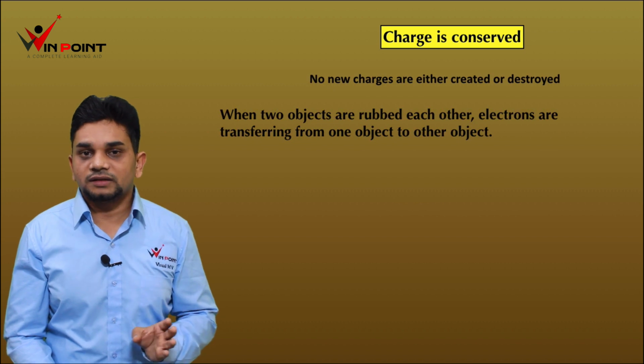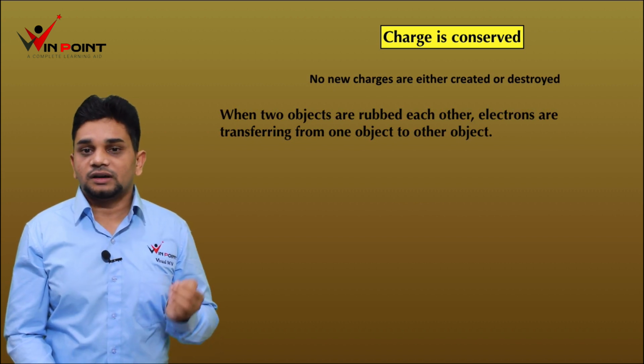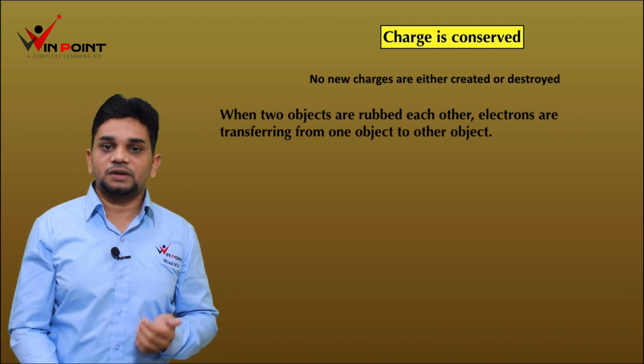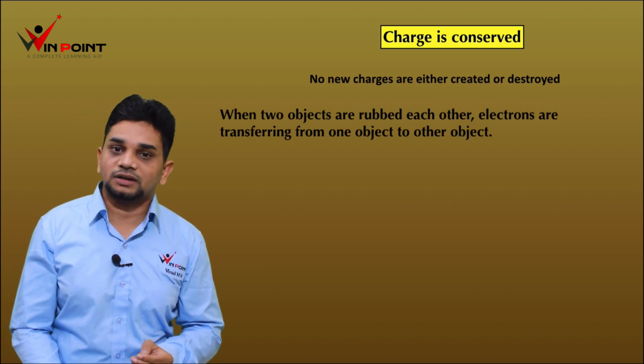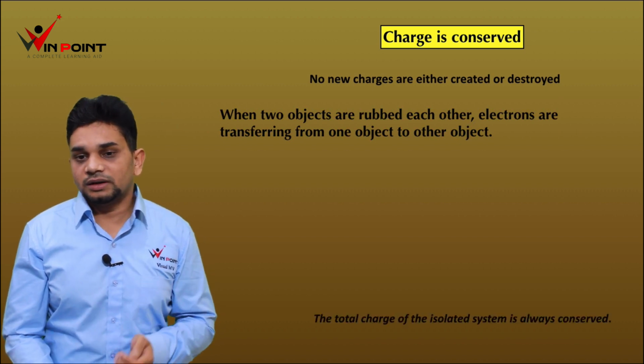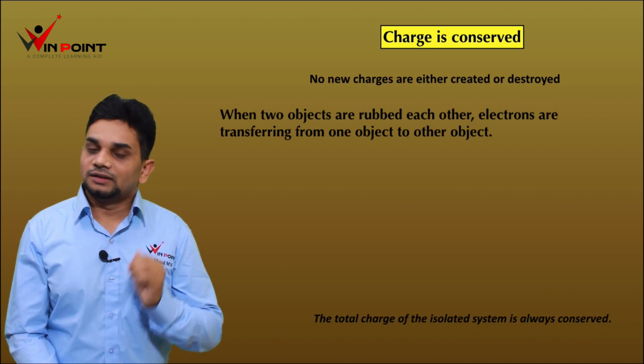Only charges are transferring. When two objects are rubbed against each other, electrons are transferring from one object to the other object. Total charge of an isolated system is always conserved.